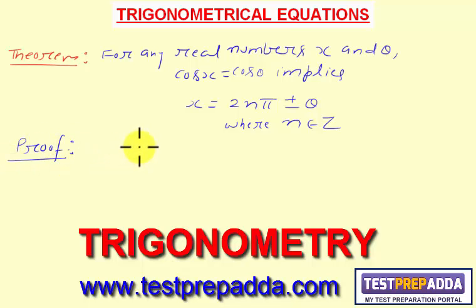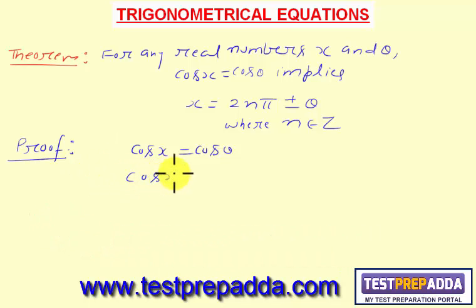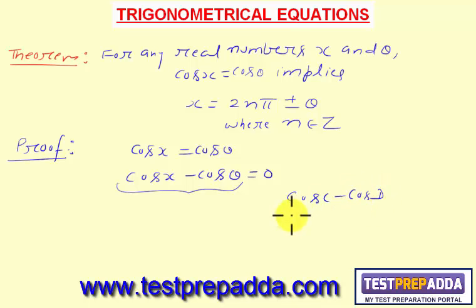What is given? Cos x is equal to cos theta. What can we write for it? I can write this in the form of cos x minus cos theta equal to 0. Now use transformation. What transformation will you use here? Cos c minus cos d. Recall the formula. The formula is 2 sine c plus d by 2 into sine d minus c by 2.